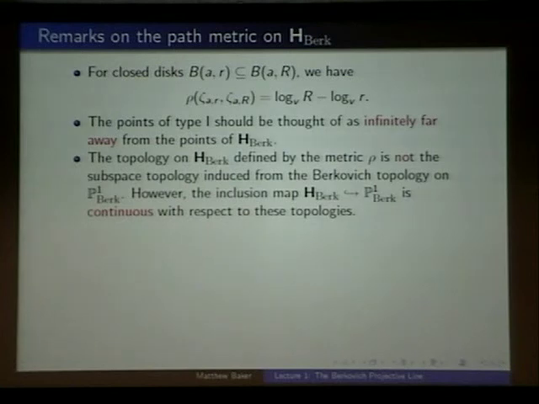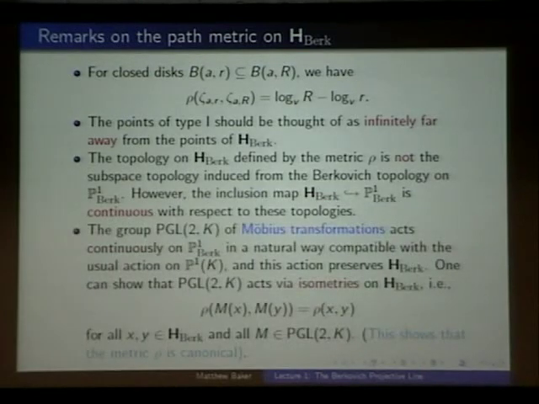And the crucial remark is that this metric topology is not the subspace topology. I'm not saying that the Berkovich space is always metrizable. That's not true. And even the H-Berk subspace is not, in general, metrizable. These two topologies are completely different. But it is true that the inclusion map is continuous with respect to the metric topology here and the Berkovich topology here. So they're not completely unrelated.